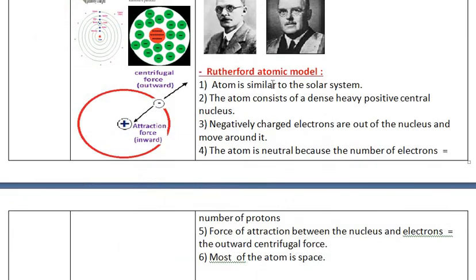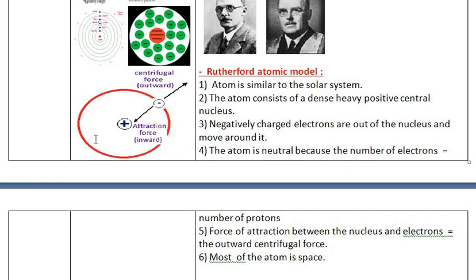So Rutherford introduced his atomic model. The atom consists of a central heavy nucleus in the center of the atom, and around the nucleus there are electrons circling the nucleus. These electrons are negatively charged particles.